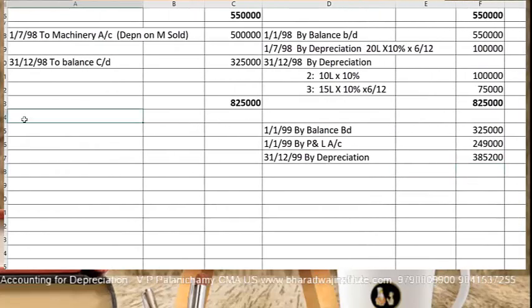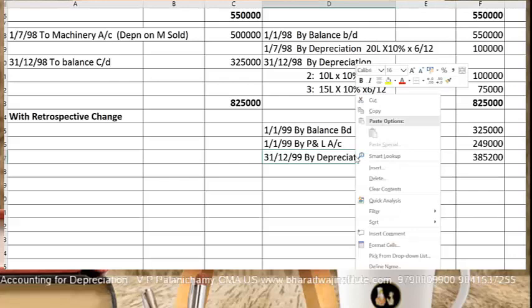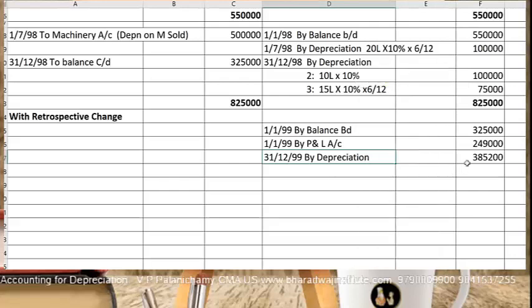So this is with retrospective change. Prospective change is simple. On the new value, you just work out the depreciation. With the retrospective change, means by balance brought down, by depreciation. The difference in the value of asset is recorded in provision for depreciation account. Earlier we used to take it in asset account, now in the provision for depreciation account. Then depreciation is charged as per the new method.